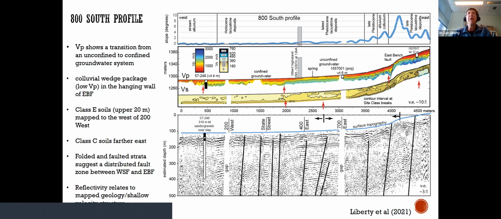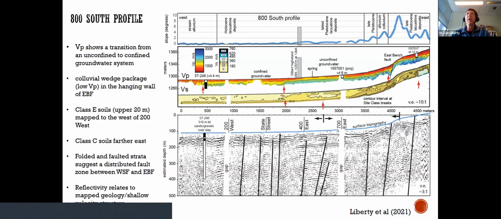And you can see the P wave velocities also have a significant step right here. I didn't highlight it in bold, but this particular line right here is the 1500 meter per second contour. So you can see there's a significant drop in what we would call the water table here based on that 1500 meter per second contour. So we've gone from an unconfined groundwater system to a confined groundwater system in this case.